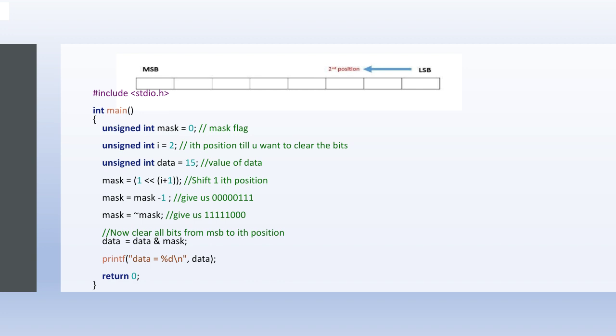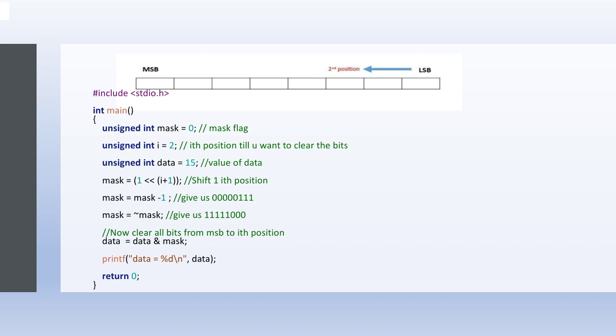The only difference here is we'll have mask equal to complement of mask, and the mask initially we'll create by shifting 1 by the ith position. If you keep these two differences in mind, then you can clear from the LSB to the ith position, clear all from the LSB to the ith position.